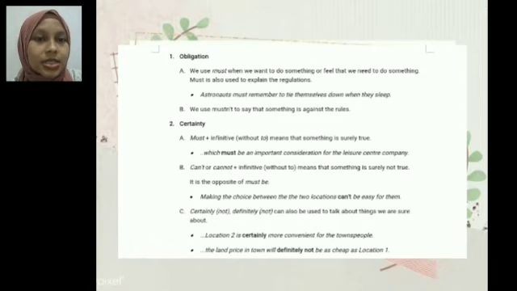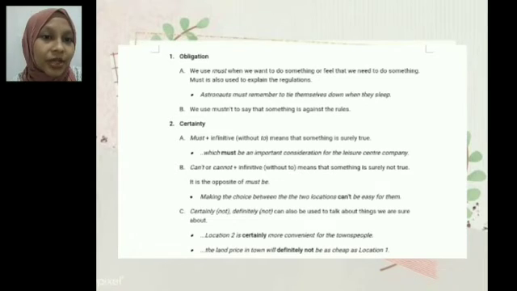The next, the first is obligation. We use must when we want to do something or feel that we need to do something. Must is also used to explain regulations. Astronauts must remember to tie themselves down when they sleep. We use must not to say that something is against the rules. The second is certainty.